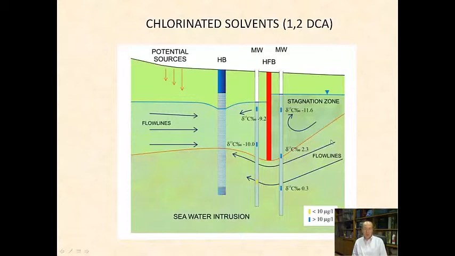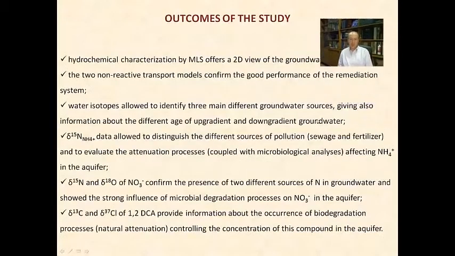Because this area where the groundwater flow is collected is clearly influenced by the pumping wells and also by the seawater intrusion, there is a high rate of degradation in the delta 13 carbon. So the use of this type of isotope can also help us to independently validate our conceptual model, which, as you remember, is based on this stagnation zone.